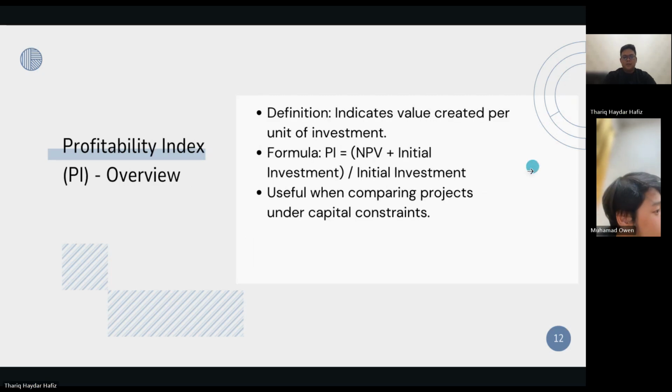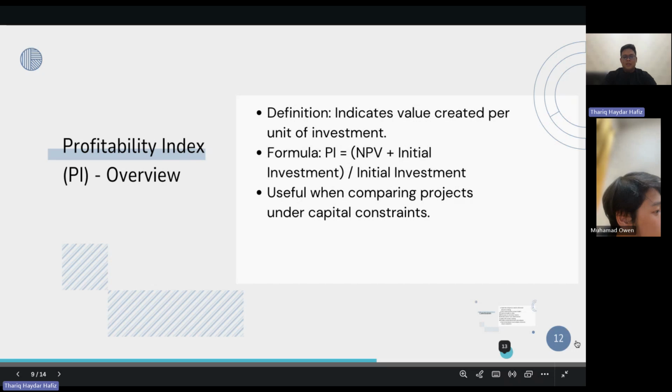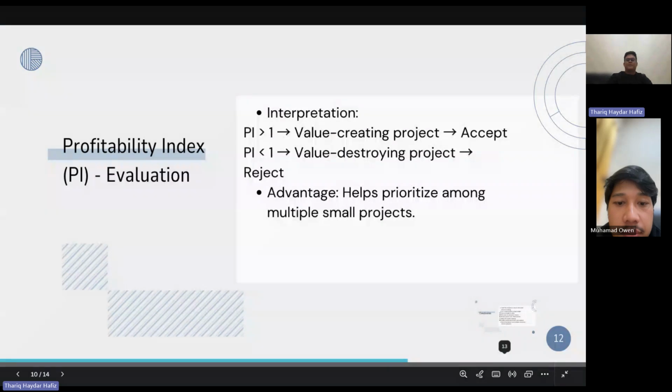So, the definition of profitability index. So this is the overview. Its definition is that it indicates value created per unit of investment, and the formula is profitability index equals parenthesis net present value plus initial investment, divided by the initial investment. So profitability index is useful when comparing projects under capital constraints.